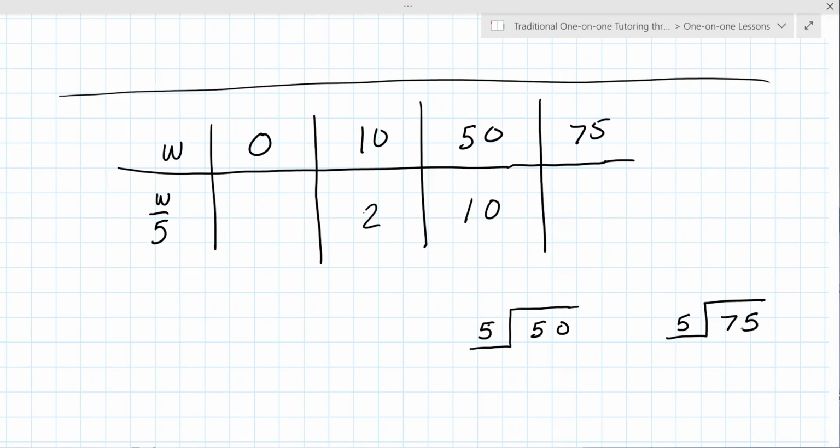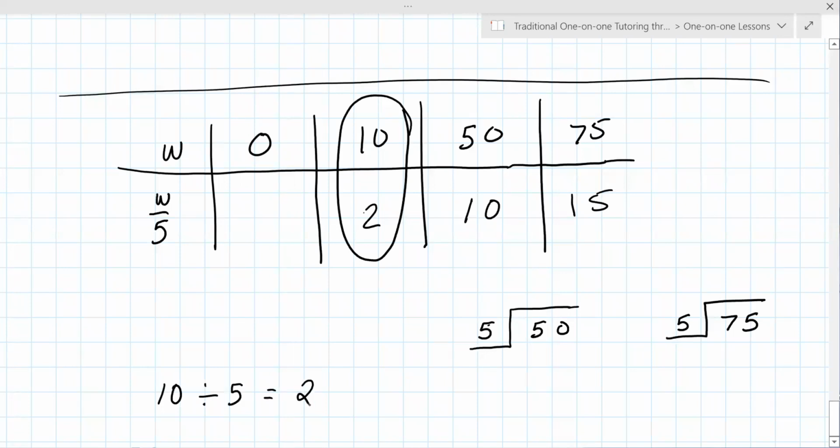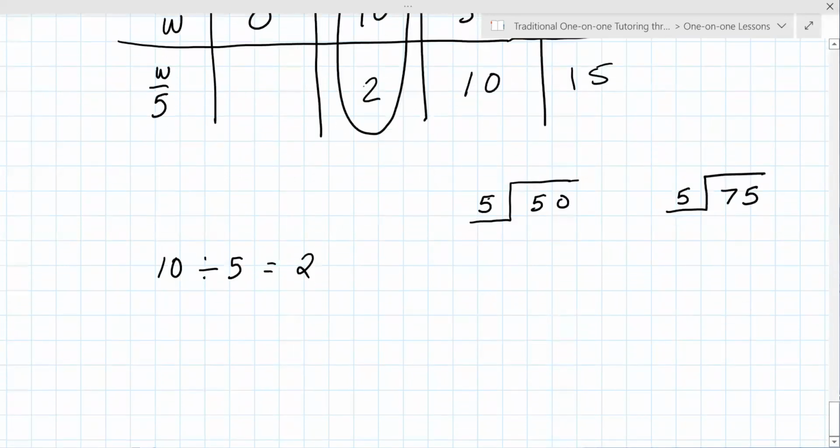15. Okay. Now let's look at this first one here. So here's what we said: 10 divided by 5 is 2. Can you think of a scenario where you would use these three numbers and you're dividing? Yeah, I think so. Tell me the scenario you're thinking of.